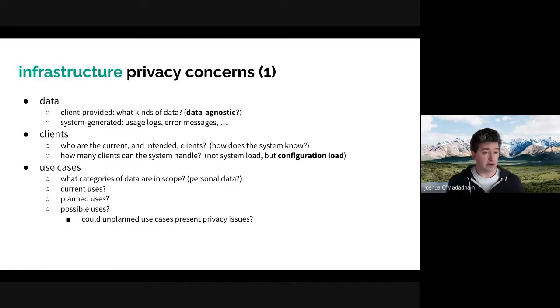You also need to consider the use cases that this infrastructure is meant for. Now, what categories of data are in scope? Does that include personal data? What are the current uses? What are the planned uses? What are the possible uses? And could unplanned use cases present privacy issues?